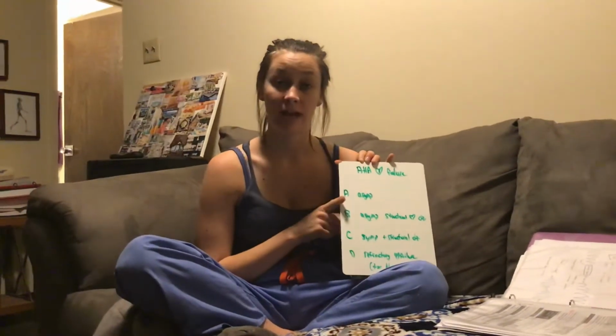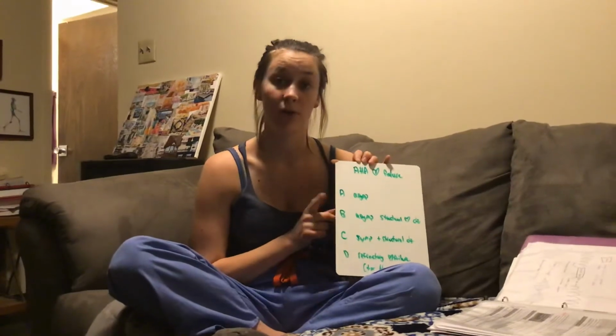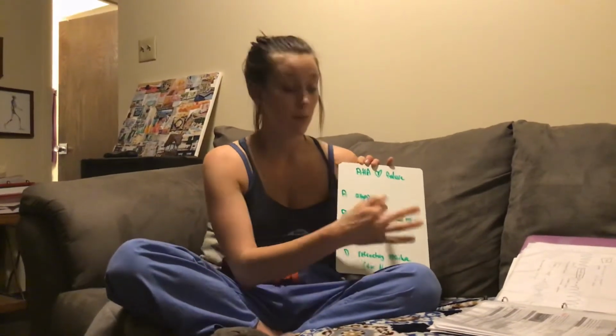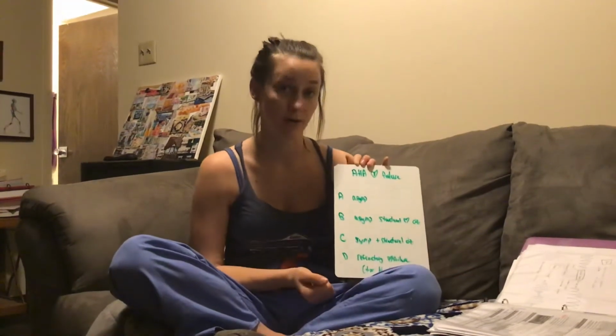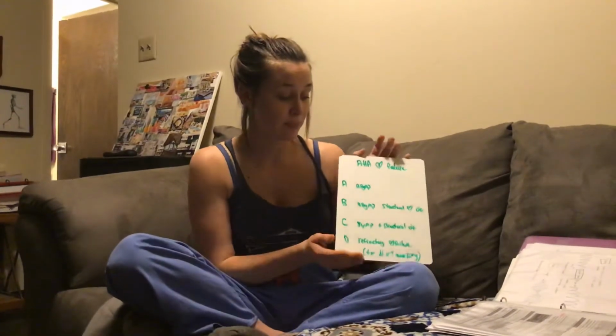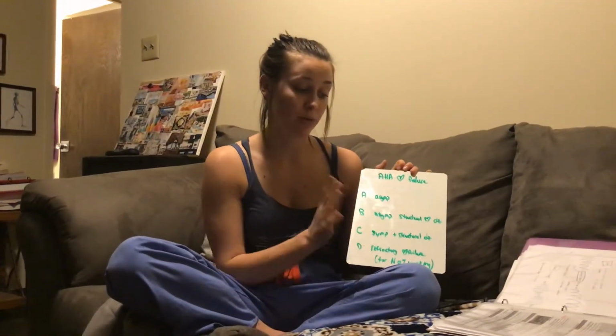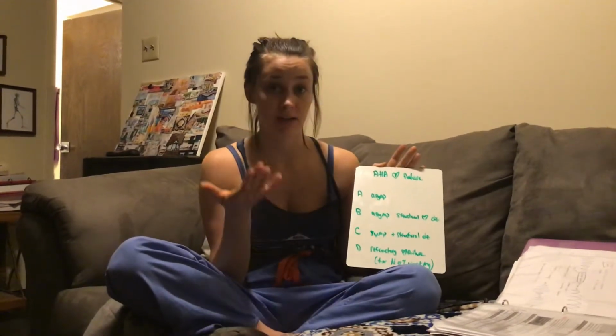So A, you are asymptomatic and no structural heart disease. B, you are also asymptomatic, but you are positive for structural heart disease, which is seen in the echo. C, you are symptomatic and you have the structural heart disease. And then D is refractory heart failure, so that means it's not responding to treatment.